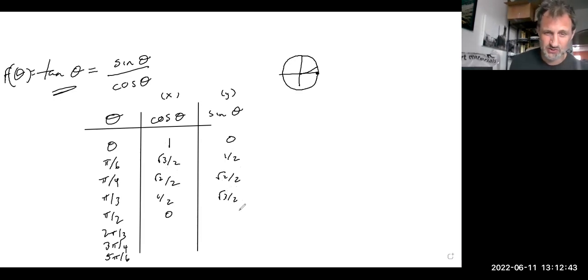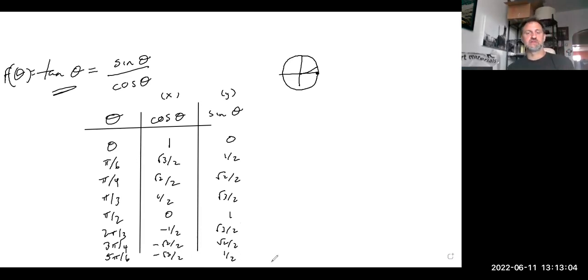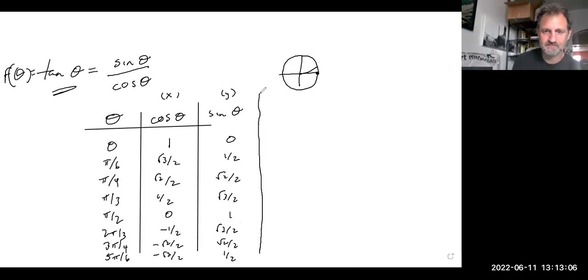Pi thirds is switched from pi 6, 1/2 and square root of 3 over 2. Pi halves is switched for x and y, 0, 1. Then 2 pi thirds gives me -1/2, square root of 3 over 2. And then 3 pi fourths is negative root 2 over 2, and this is root 2 over 2. And then 5 pi 6 is negative root 3 over 2 and 1/2.